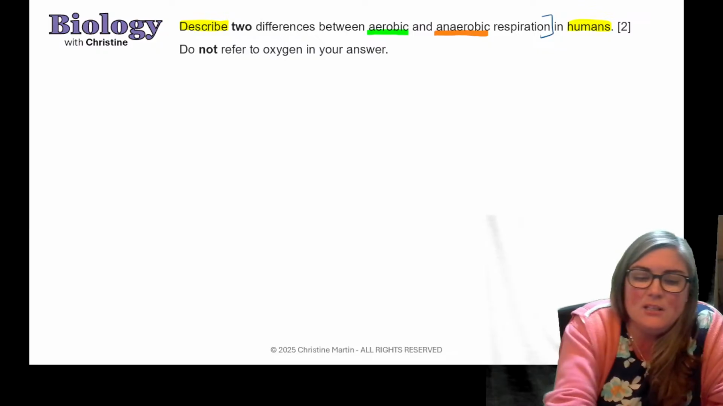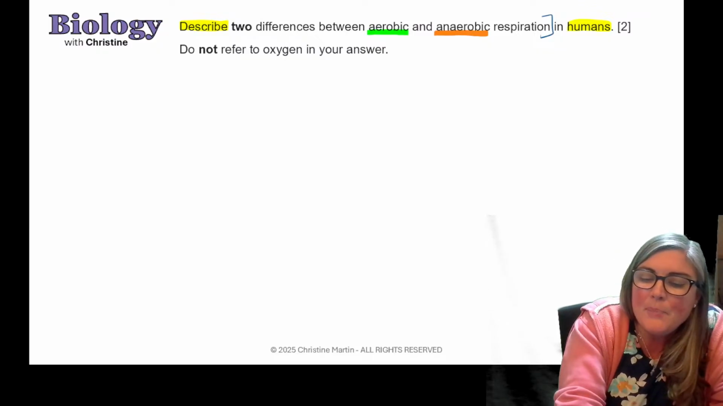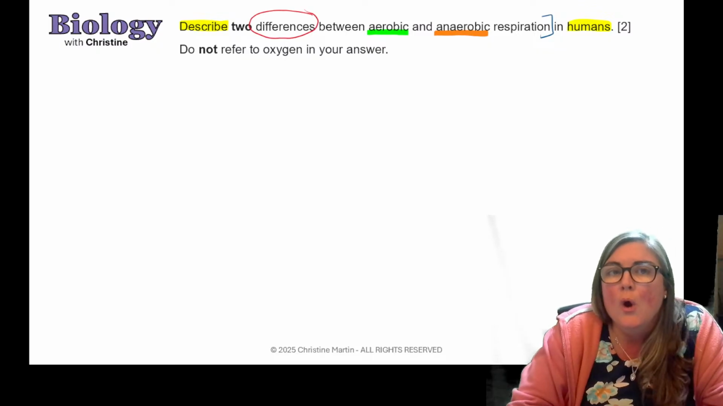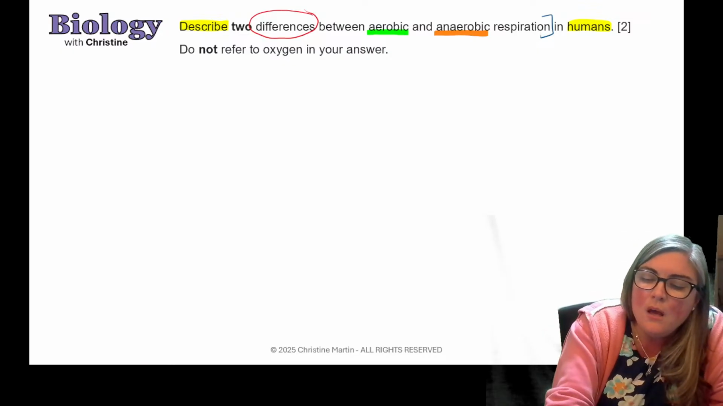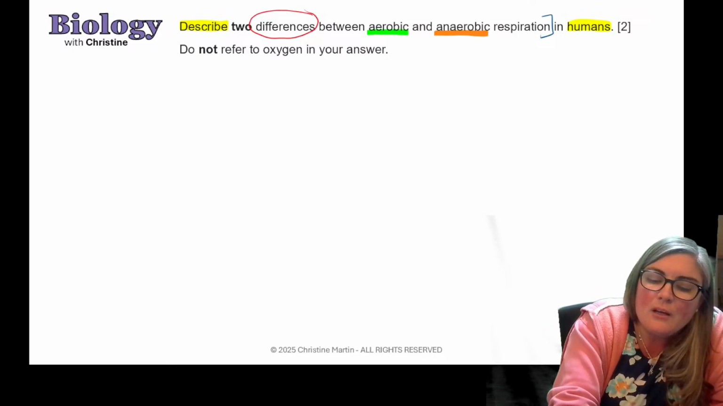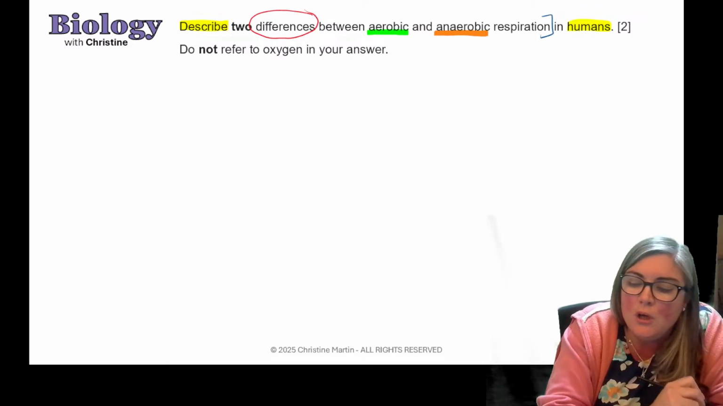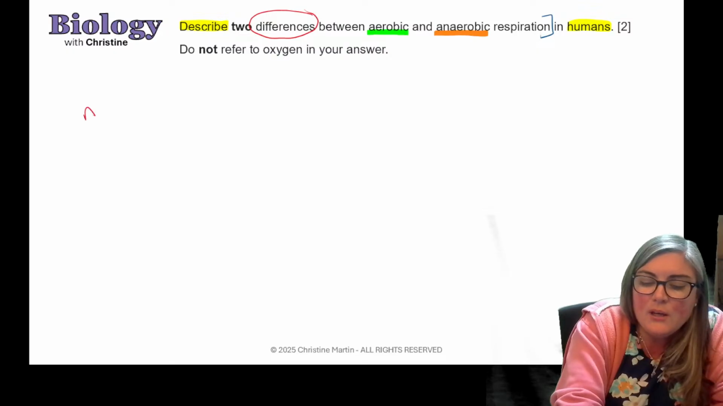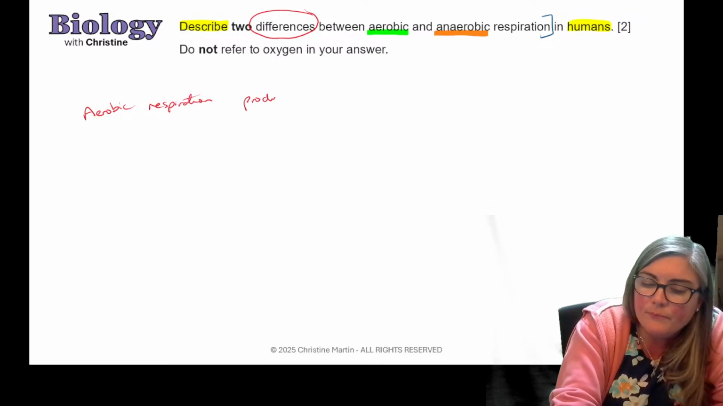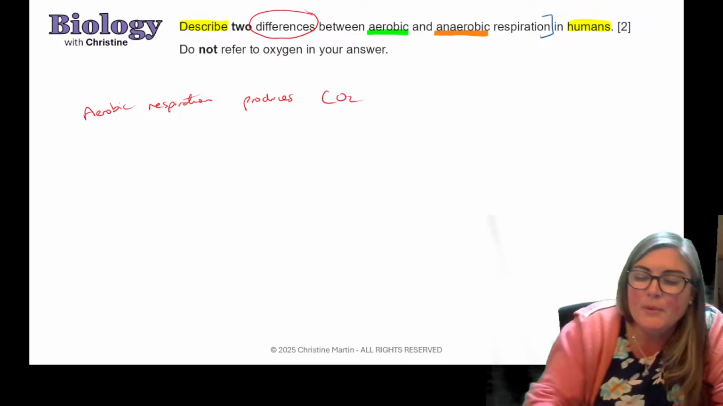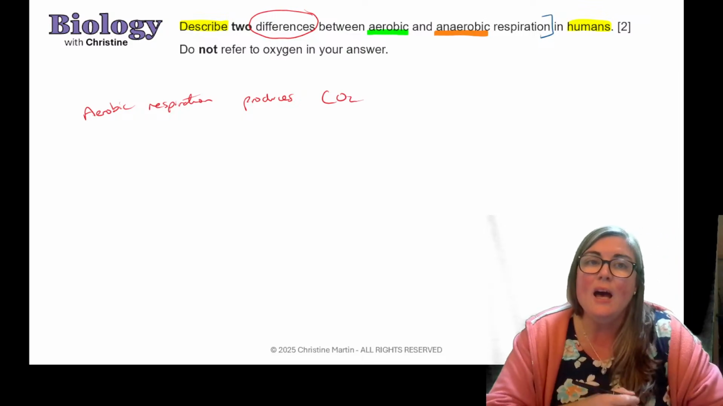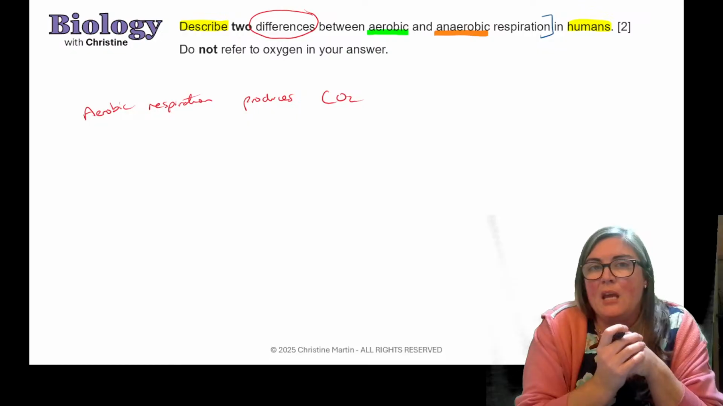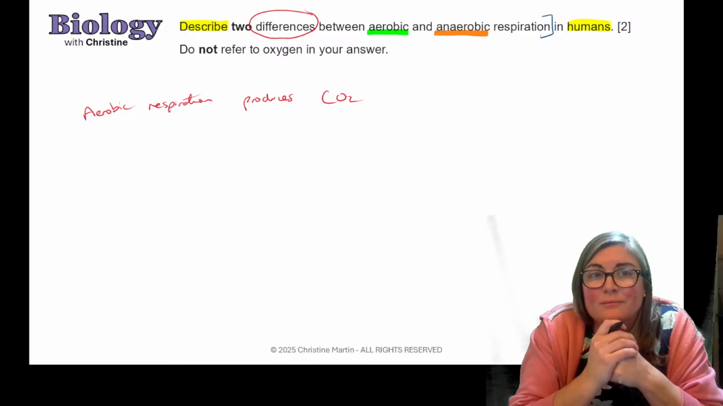Well, the differences. So this is a comparative between the two. What is the difference? Well, we know that aerobic respiration is going to produce carbon dioxide. So if I go aerobic respiration produces carbon dioxide, then I have given a difference between aerobic and anaerobic respiration, right?